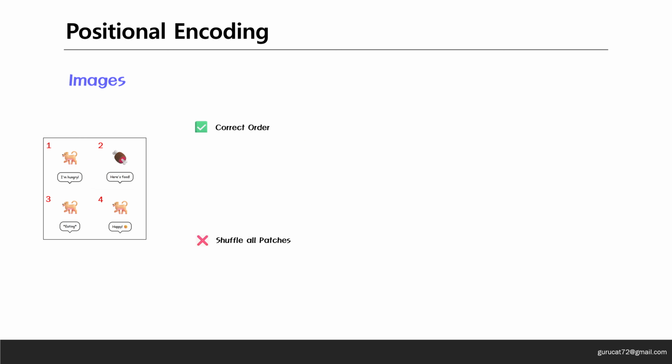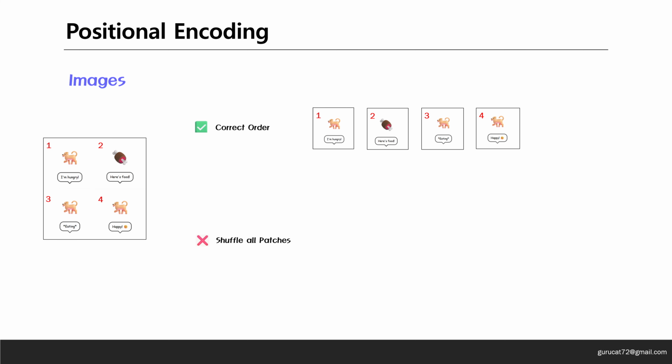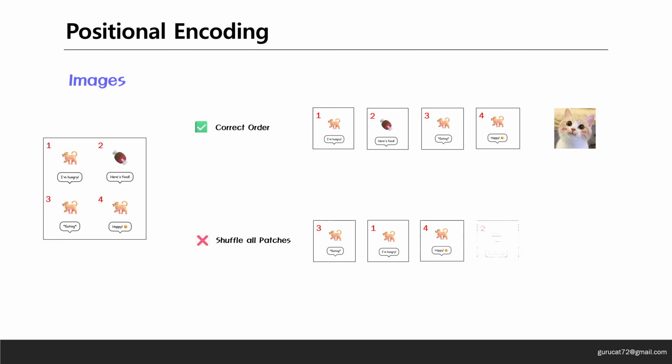Okay, for language, we get it. Order matters. What about images? First, at the top row, we have our comic strip in the right order. Happy Cat approves. The story makes sense. However, at the bottom row, I shuffled all the panels. Now it's chaos. The confused cat is like, what on earth is happening? Same panels, same dog, same content, but completely shuffled. The story is destroyed. Vision transformers face the exact same problem.